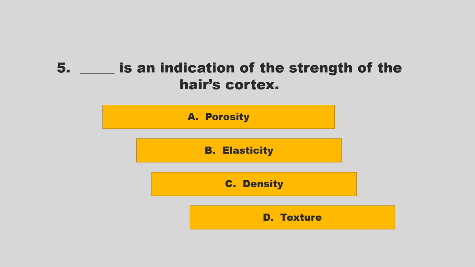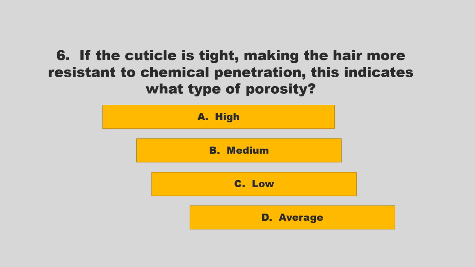Blank is an indication of the strength of the hair's cortex. Is it porosity, elasticity, density, or texture? If you chose B, elasticity, you are correct.